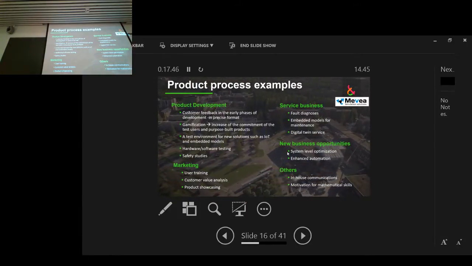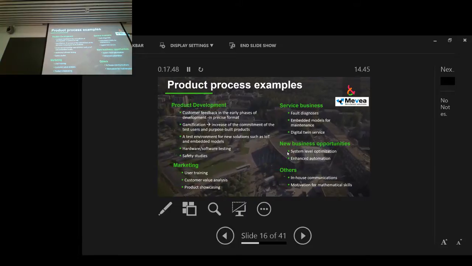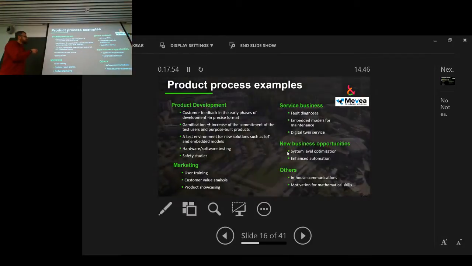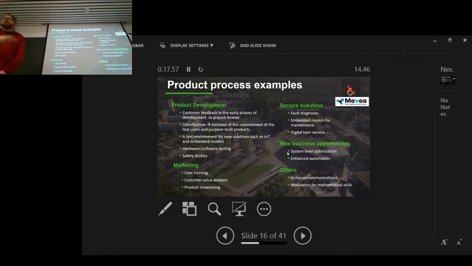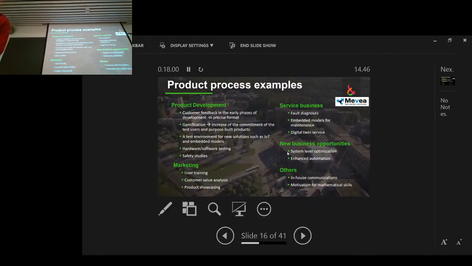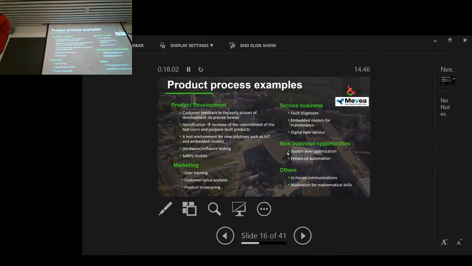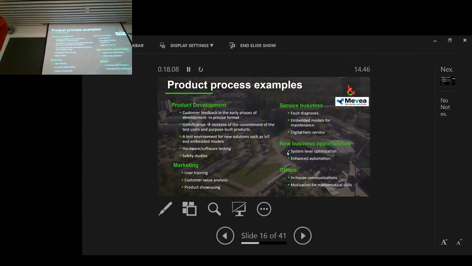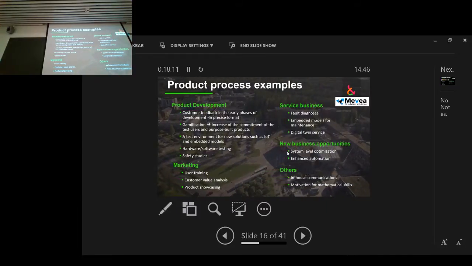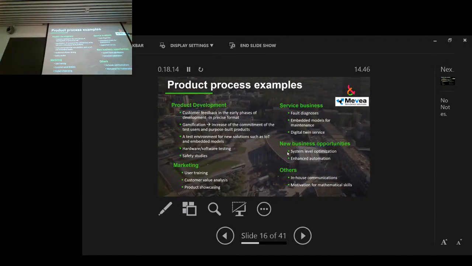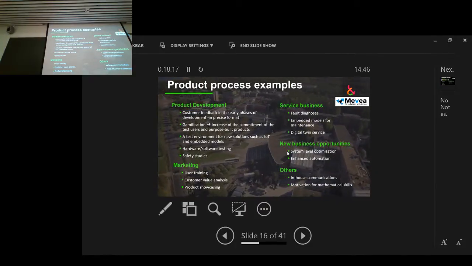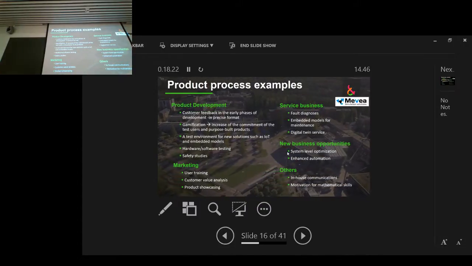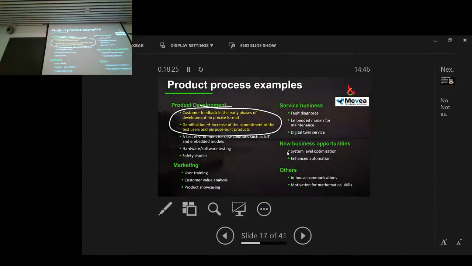I have a few examples related to different product processes. So I want to get started with product development. This is something that my background is heavily in. I wanted to look at that in the beginning and see what is possible, the ways that we can use the real-time simulation and digital twin, the accurate representation of reality, in this part. And then we can look a little bit at marketing, service business, fault diagnosis, and new business opportunities, and then maybe a little bit at in-house communication and other matters related to this. But let's get started with product development.